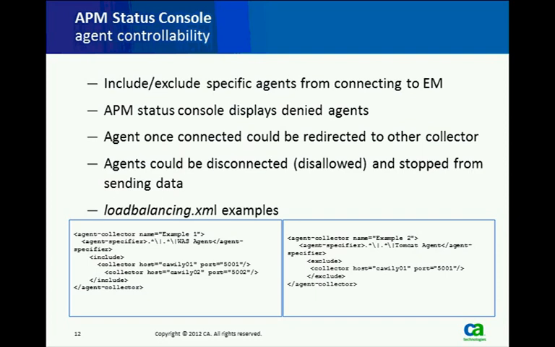So this agent controllability feature provides the ability to control that. You basically create an exclude or include list for these agents for the collectors that you want them to be able to access. All of this is provided in the loadbalancing.xml, and there are a few examples on this slide where you specify the agent regular expressions, so any agents that match this particular agent regular expression will be allowed to connect to these Enterprise Managers.